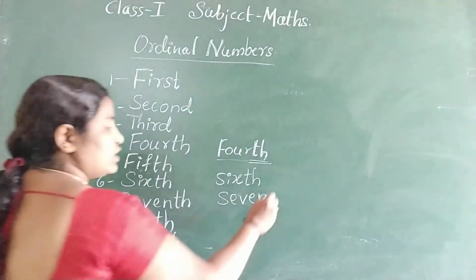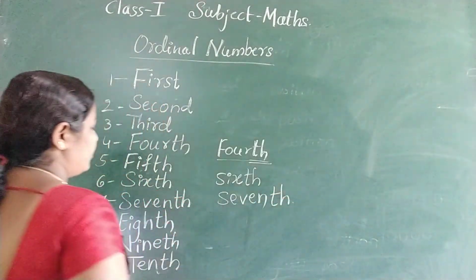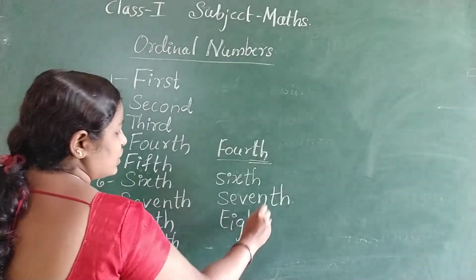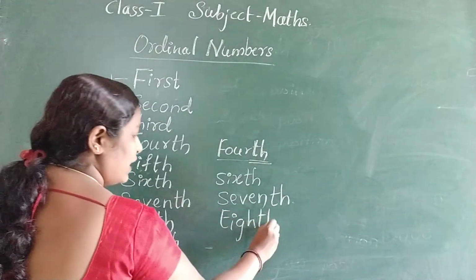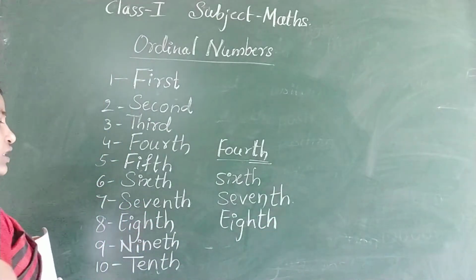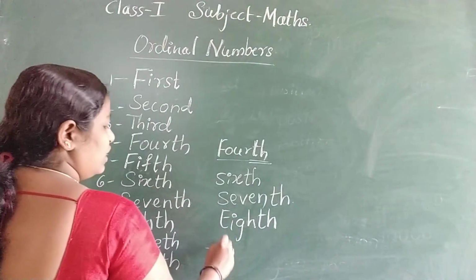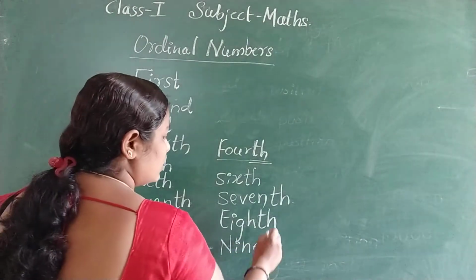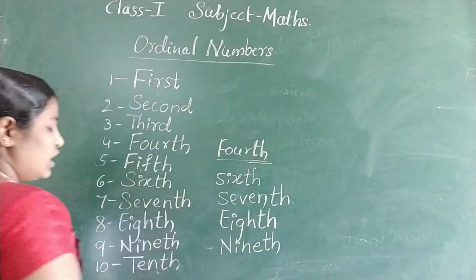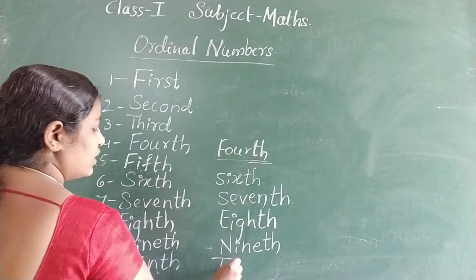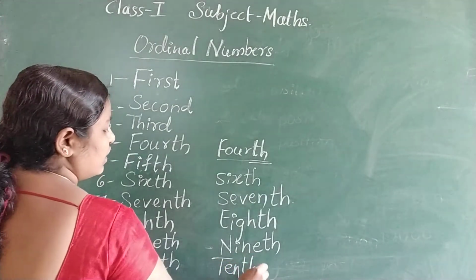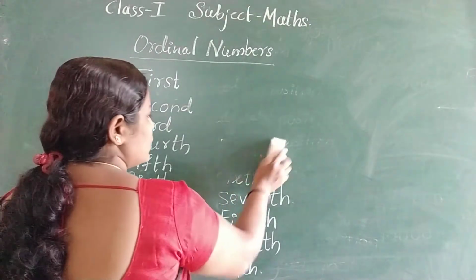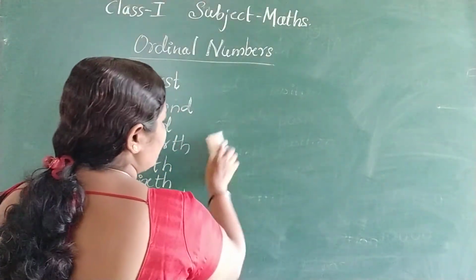S-E-V-E-N, you just add T-H. 8th, E-I-G-H-T, you just add H to this. This is 8th. 9th, N-I-N-E, you just add T-H. 9th, 10th, T-E-N-T-H. So, these are the ordinal numbers from 1st to 10th.